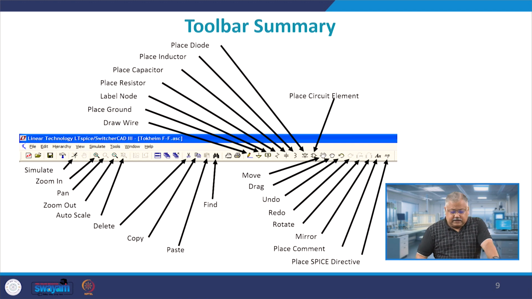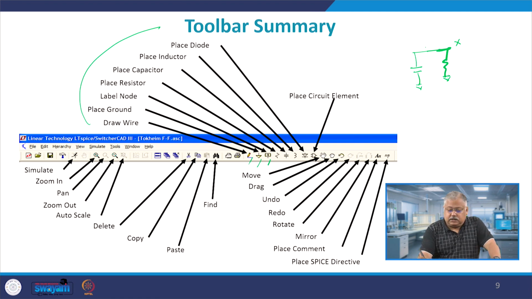We have already discussed these things often. So, this is a line, this is a ground, and this is a label. A node label means, let us suppose I have this node, and I want to label this node as X, then you just click here and the node labeling will be done.